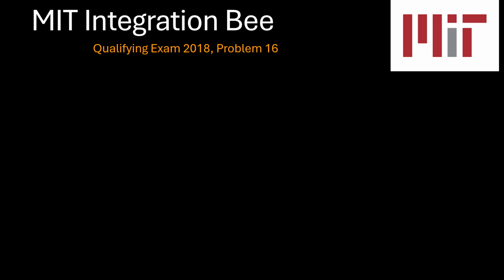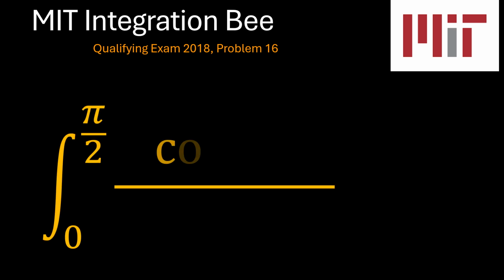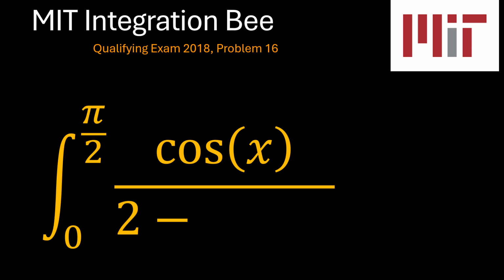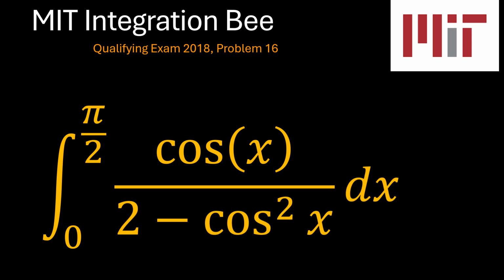So on to problem number 16 of the MIT integration book of exam 18, which is the definite integral from x equals 0 to x equals pi over 2 of cosine x over 2 minus cosine squared x. I think this is an interesting problem. Let's see how maybe we would solve it. So the problem is, from 0 to x equals pi over 2, integrating cosine of x over 2 minus cosine squared x.